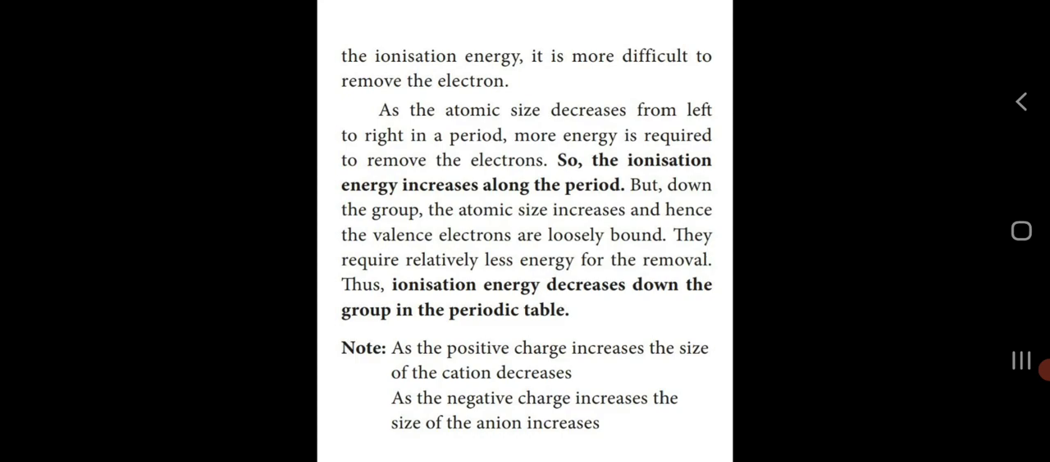As the atomic size decreases from left to right in a period, more energy is required to remove the electron. So the ionization energy increases along the period, but down the group, the atomic size increases and hence the valence electrons are loosely bound. They require relatively less energy for removal. Thus ionization energy decreases down the group in the periodic table.